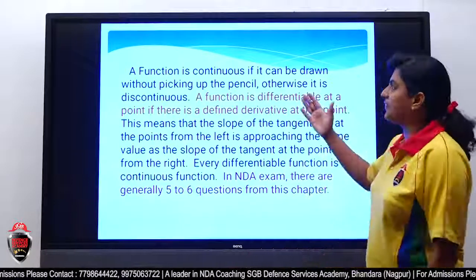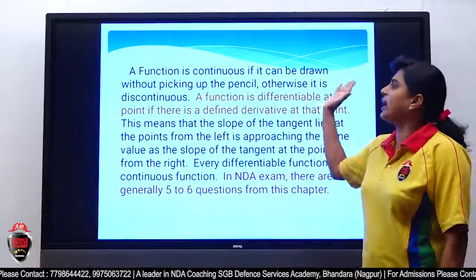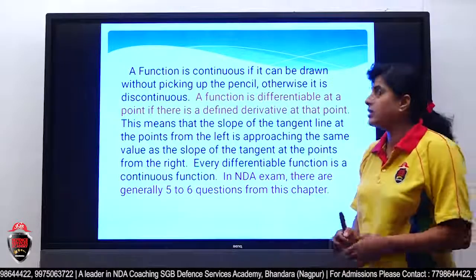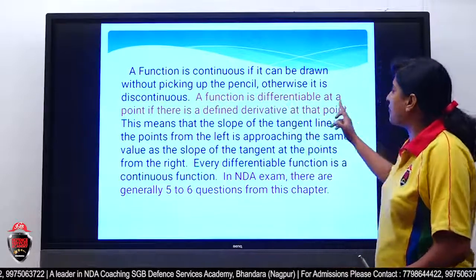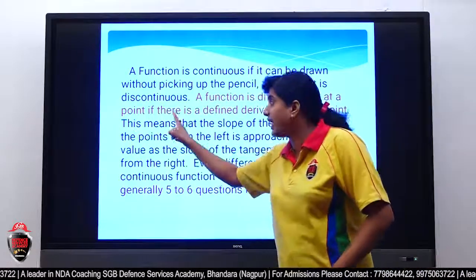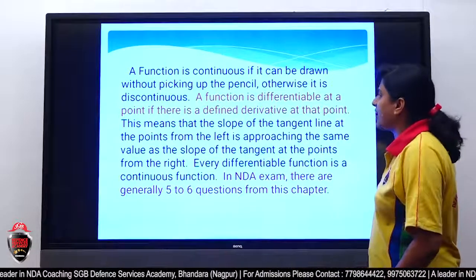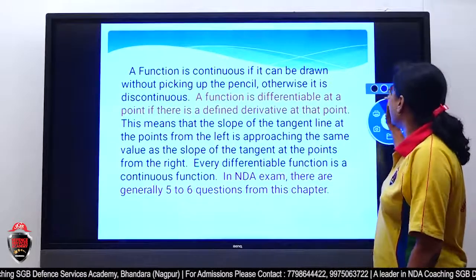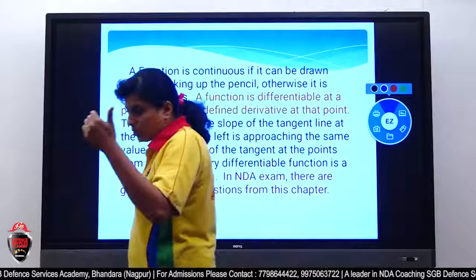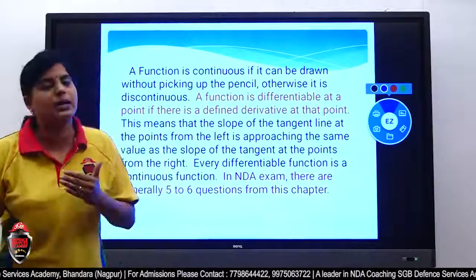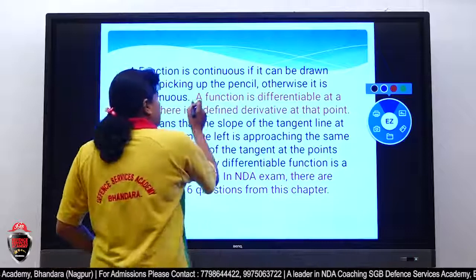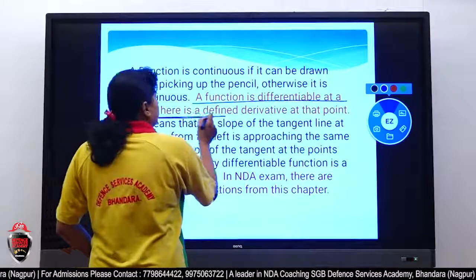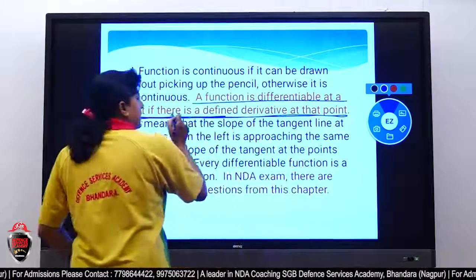So first of all, a function is continuous if it can be drawn without picking up the pencil, otherwise it is discontinuous. Now a function is differentiable at a point if there is a defined derivative at that point. What is written here is very important to evaluate questions based on continuity and limit. A function is differentiable at a point if there is a defined derivative at that point.